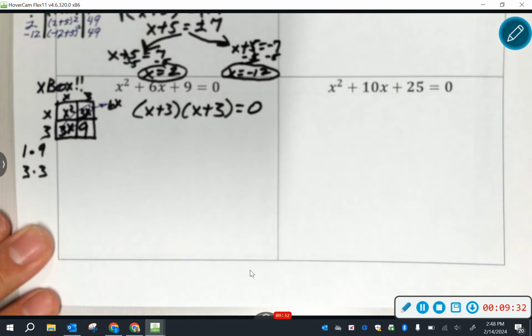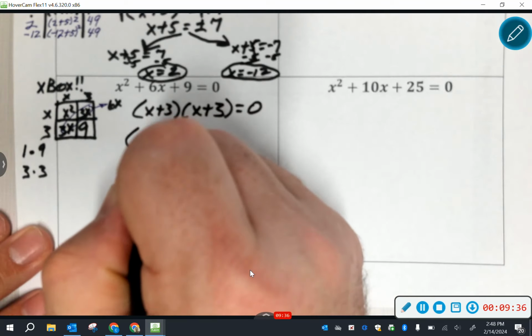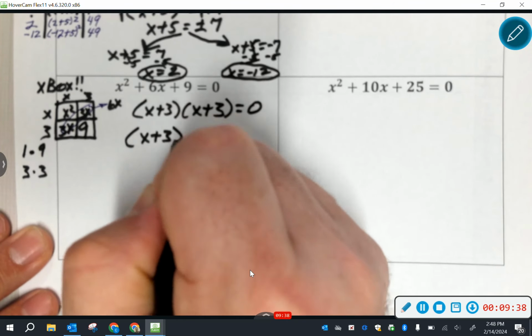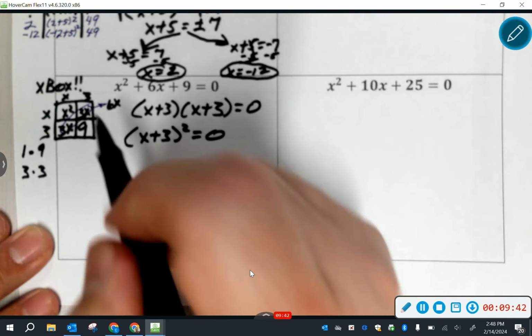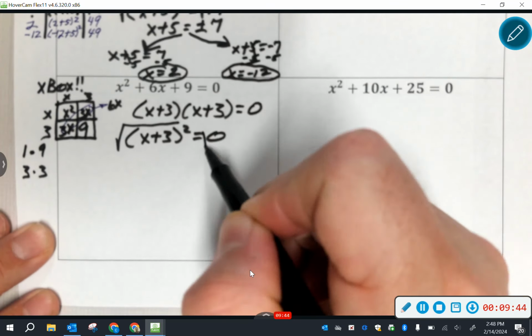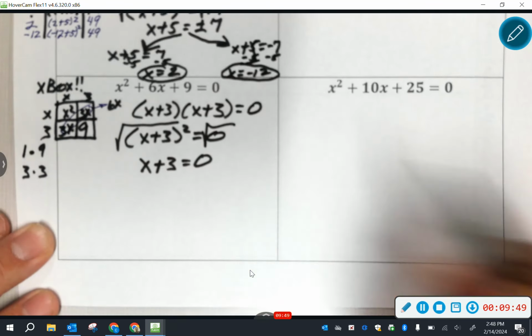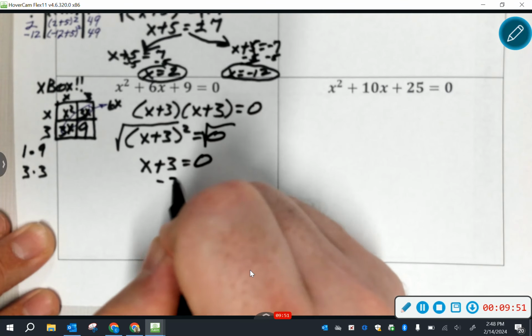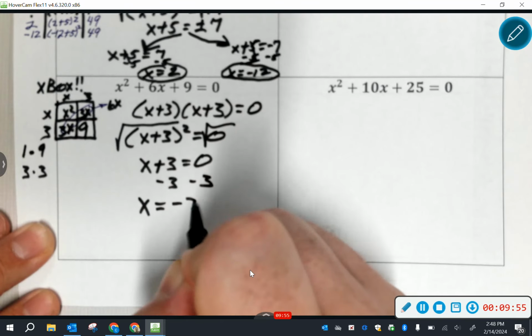equals 0. Okay, and look, I have the same factor, so I can rewrite this as x plus 3 quantity squared is equal to 0. So now I can take the square root of both sides, and so that gives me x plus 3 equals 0. Okay, so then subtract 3, and so now x is equal to negative 3.